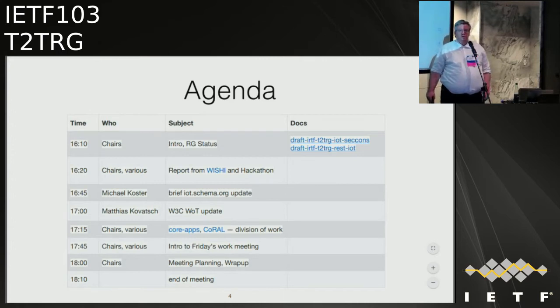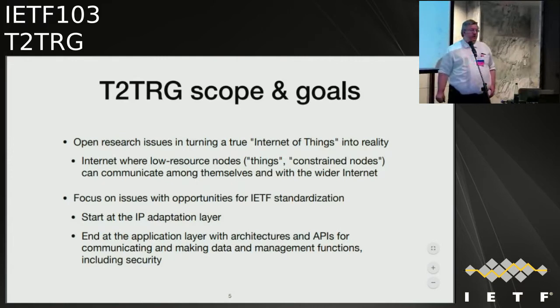So just to remind people what the Thing-to-Thing research group is about. We have all these IoT standards being created by the IETF, and that's great. These are nice blocks, Lego blocks of interoperability. But what is the big picture? How can we turn a true Internet of Things into reality? An internet where low resource nodes can participate and can communicate among themselves and with the wider internet. That's the subject of this research group.